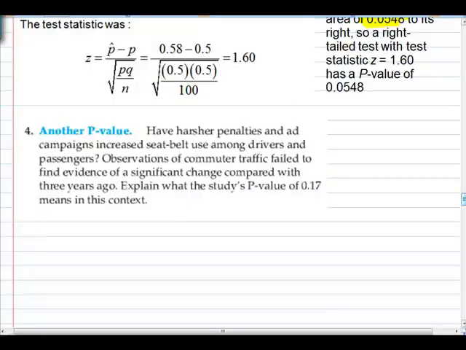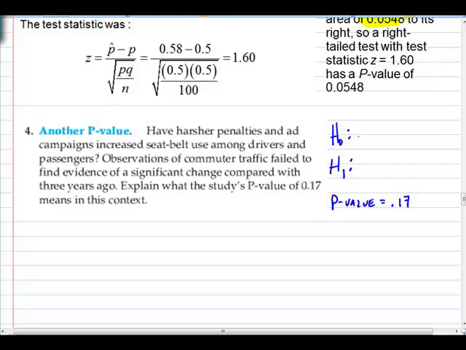Let's look at another p-value problem. It says, have harsher penalties and ad campaigns increased seatbelt use among drivers and passengers? Observations of commuter traffic failed to find evidence of a significant change compared with 3 years ago. Explain what the study's p-value of 0.17 means in this context. So we have a null hypothesis here and an alternative hypothesis that yielded a p-value of 0.17.